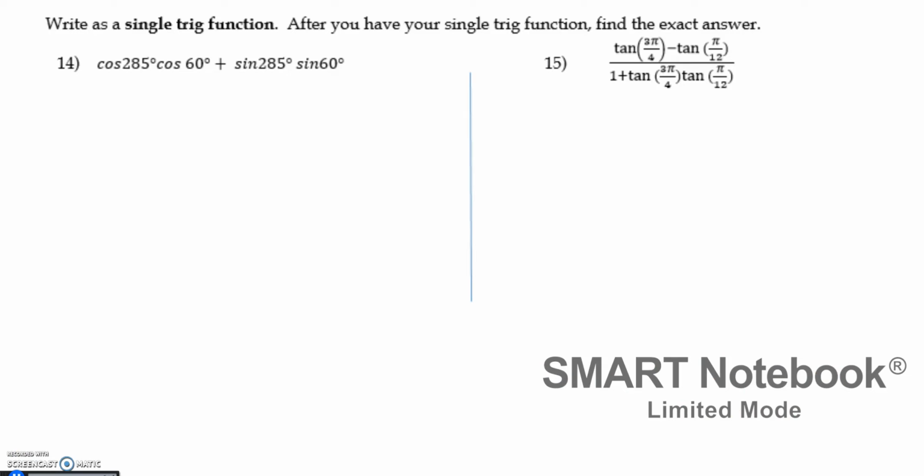Numbers 14 and 15 are going back to Chapter 5, and these are specifically asking you to write as a single trig function, and these look like sum and difference formulas to me. So I'm going to write a note so we have sum and difference formulas. This one, when it goes cosine, cosine, sine, sine, is going to be cosine of something. And what I would suggest at this point is if you do not have your identity sheet in front of you, please get it in front of you.